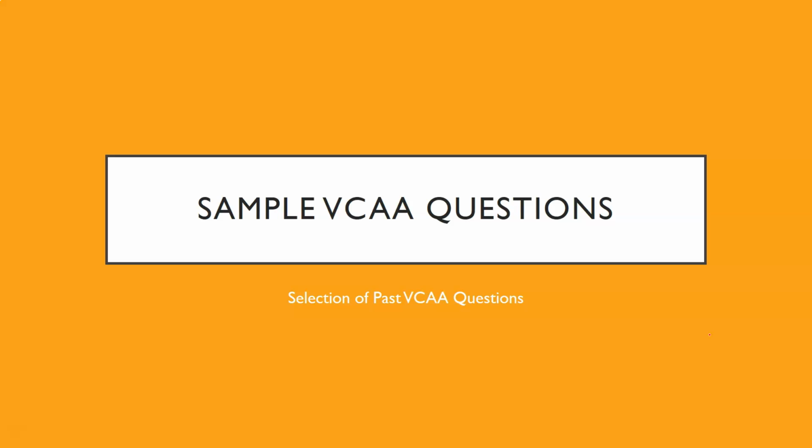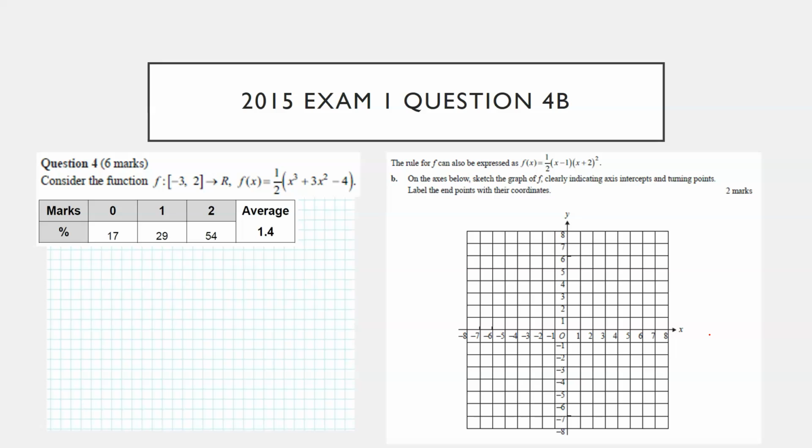Okay, let's look at some sample VCAA questions. Our first question comes from the 2015 Exam 1 paper, and it's question 4b. We're given a function f with a domain of -3 to 2 and a codomain of R, and the function is f of x equals a half bracket x cubed plus 3x squared minus 4.